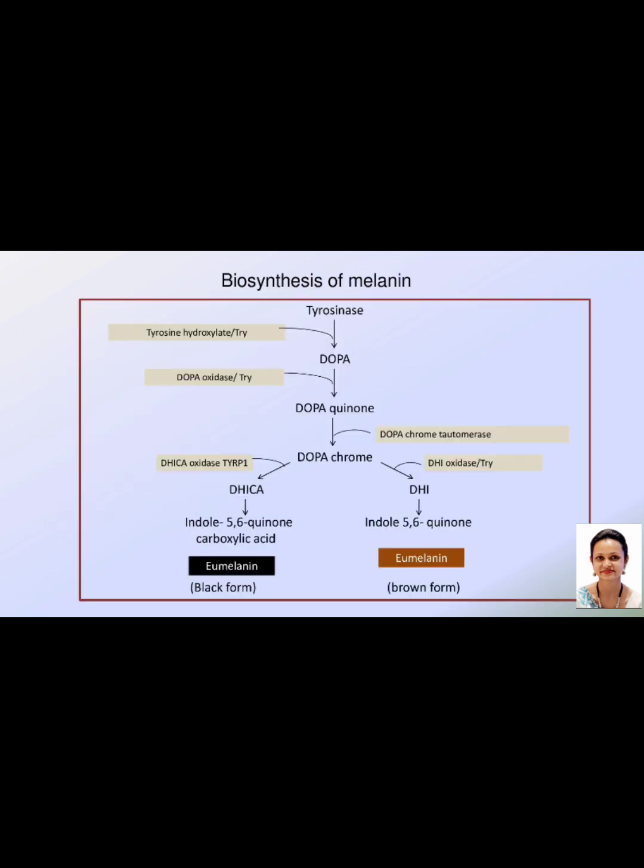The given flow chart shows the biosynthesis of melanin. It is a derivative of tyrosine, which is converted to dopa, then further to dopaquinone, then to dopachrome, and then auto-oxidized to form 5,6-dihydroxyindole, which is the brown form of melanin, and 5,6-dihydroxyindole carboxylic acid, which is the black form of melanin.